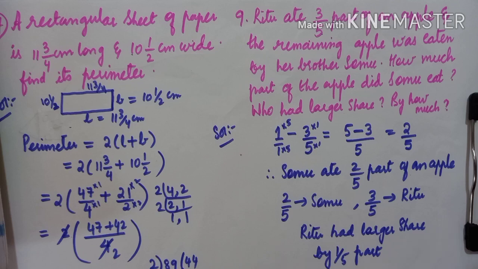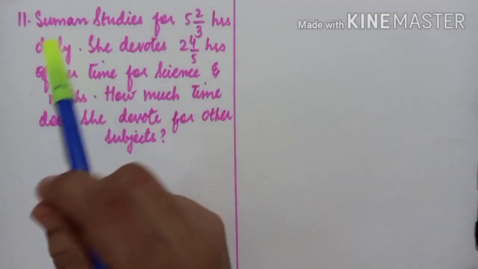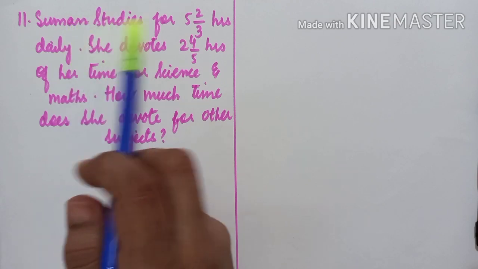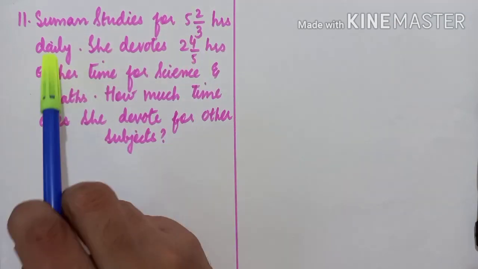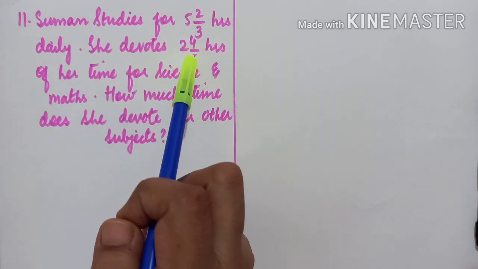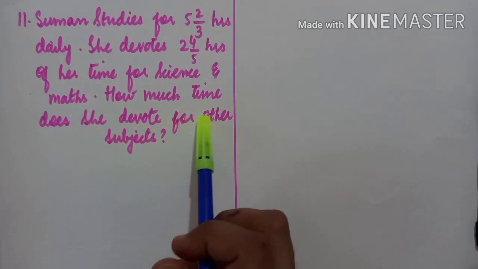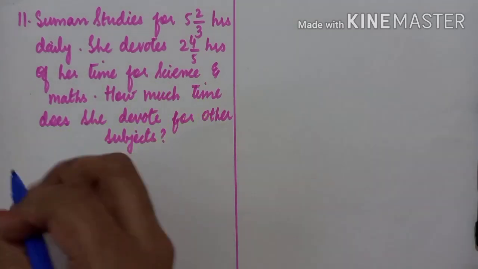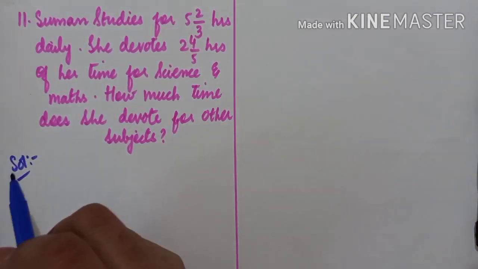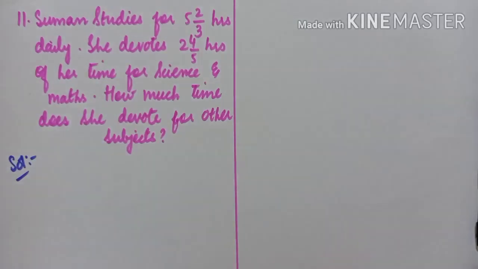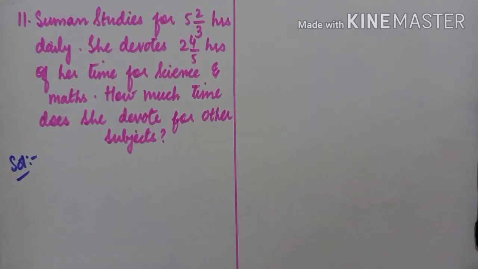Now the last question, the 11th one: Suman studies for 5 2 by 3 hours daily. She devotes 2 4 by 5 hours of her time for science and math. How much time does she devote for other subjects? So I hope you understood the question. See here, Suman studies for 5 2 by 3 hours daily. The total time she gave for her studies is 5 2 by 3, for all subjects. All subjects she will cover in that time.